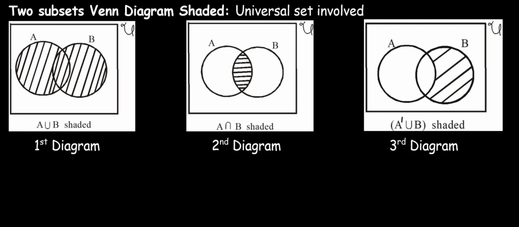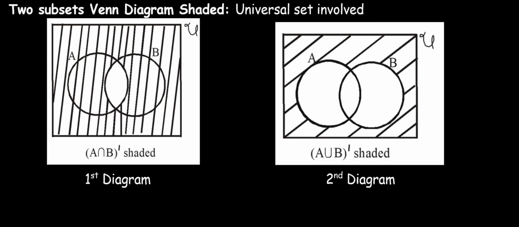Next diagrams on two subset shading. In the first diagram here, we have A intersection B prime, or complement, shaded. You say A intersection B prime shaded, or you say A intersection B complement shaded. What is happening here is that anything outside the intersection is shaded, including the universal set. Then the second diagram shows A union B complement shaded, or you say A union B prime shaded. Now, with these two subsets A and B, anything outside them is shaded, but within the universal set.